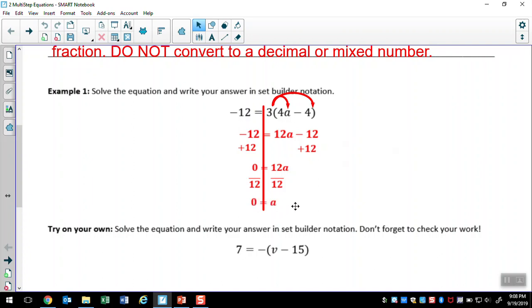Alright, so now do we remember what our set builder notation looks like? We basically take our answer, 0 equals a, and we're going to flip it around so that the a comes first, so it would be a equals 0. We're going to put it inside brackets. Now here when it was just done with x's, it really should match the variable though given in the problem. Okay? But we're done, so we're going to circle or box up our answer.